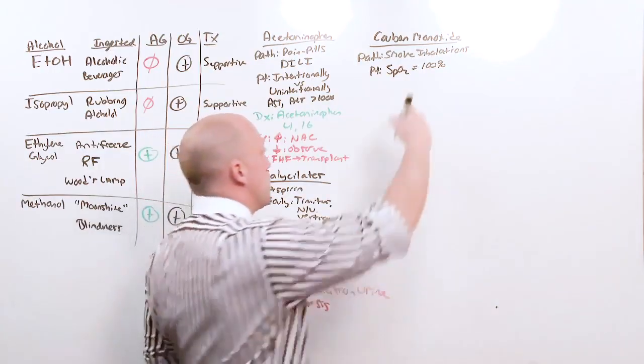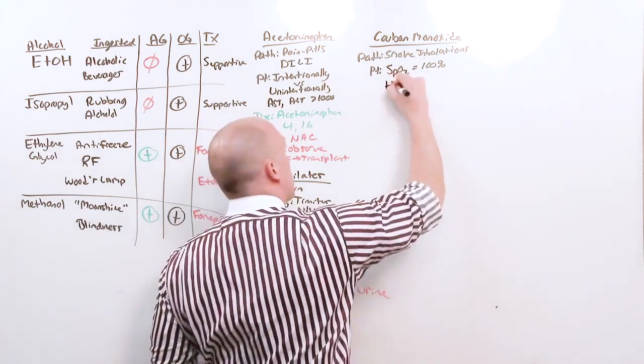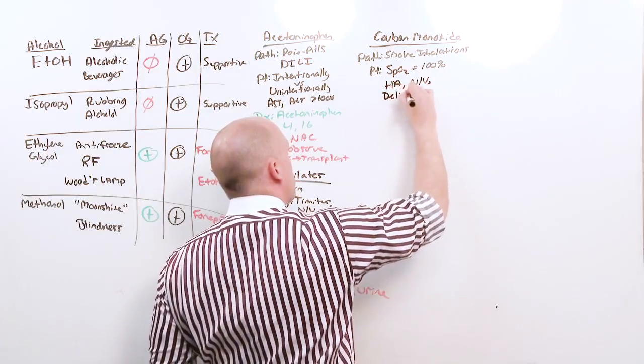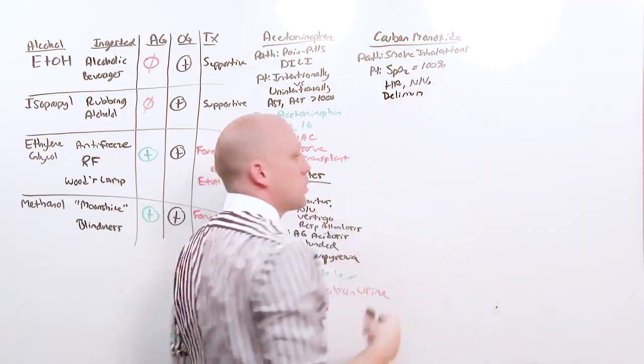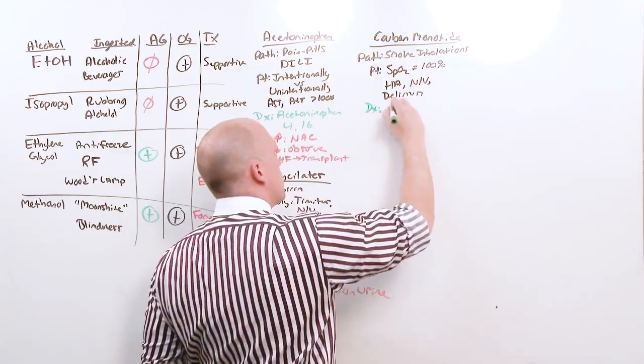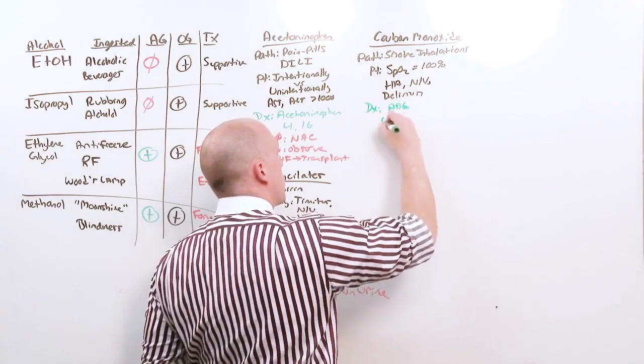So if you see someone who's been in a smoke inhalation and they've got headache, nausea, or vomiting, or delirium, and their pulse oximeter is 100%, don't be fooled. What you need to do is get the ABG and measure the carboxyhemoglobin.